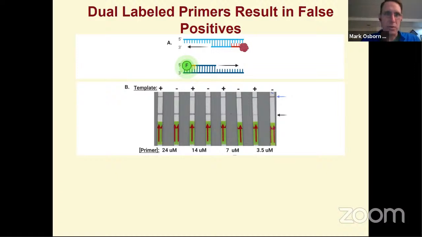And so principally, this was a relatively simplistic question to ask: could we generate dual labeled PCR products and resolve them on lateral flow assays, in that DNA amplification would incorporate FITC and biotin and would allow us to label that DNA template and resolve it on a lateral flow assay. And so what we did was test that plus or minus a template. And in the absence of a template, what we saw was that at higher primer concentrations, we saw a band, which is the lower one at the black arrow, at the test band.